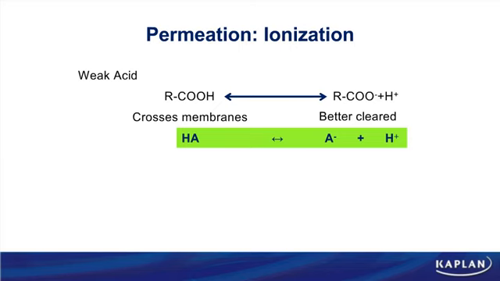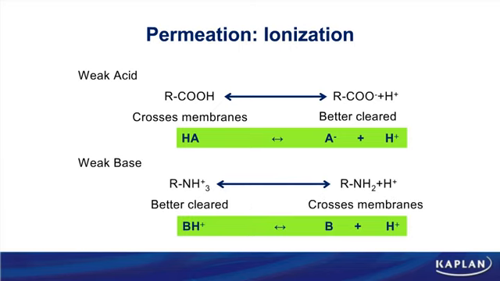You can do the same thing with a weak base. On the left side of the diagram, you could go with RNH3+, a positively charged base. That's the ionized form that's better cleared. Another way to write that would be to write BH+. Again, B for base with a hydrogen attached to it has a positive charge, so it's ionized. On the right side, RNH2 would be your non-ionized base.